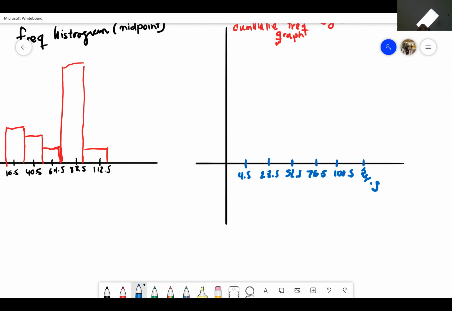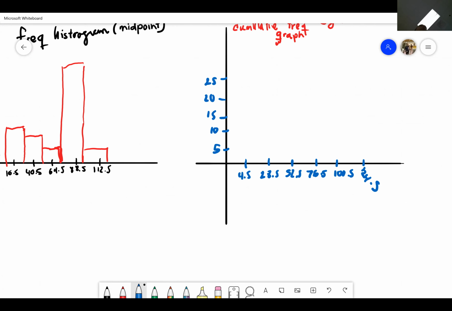So again, I should have made sure those were the same distance, but this is a sketch. 76.5. How far up does my cumulative frequency go? I'm gonna go by 5s, just for convenience.